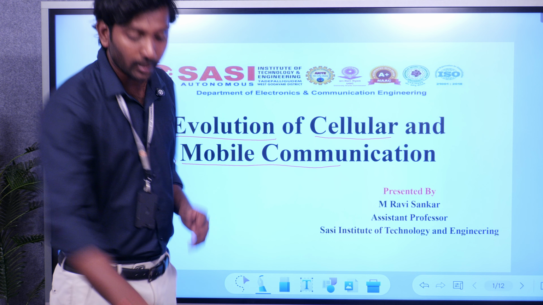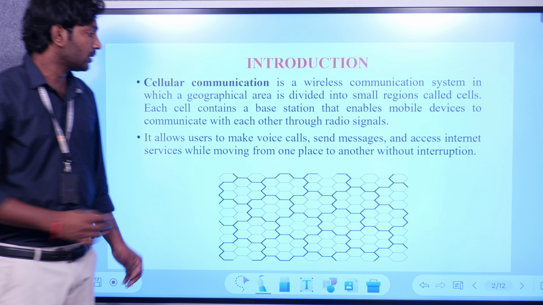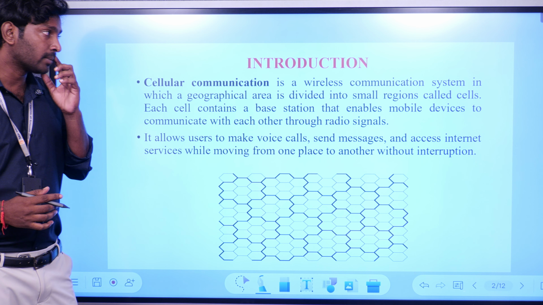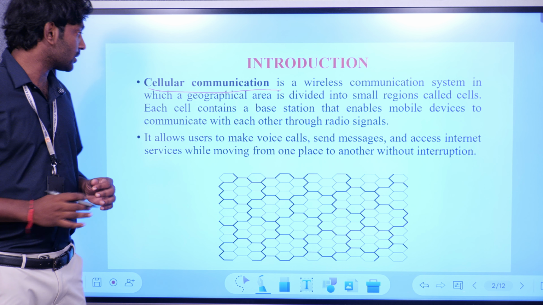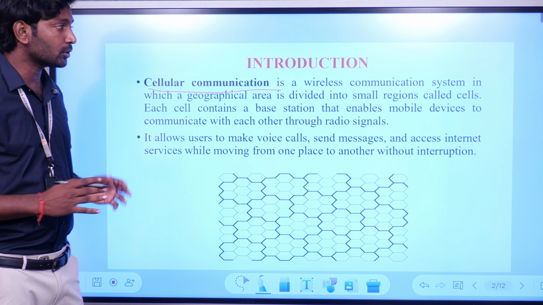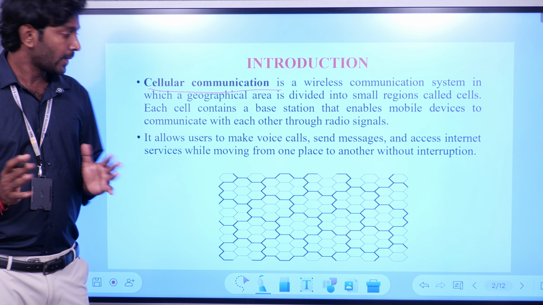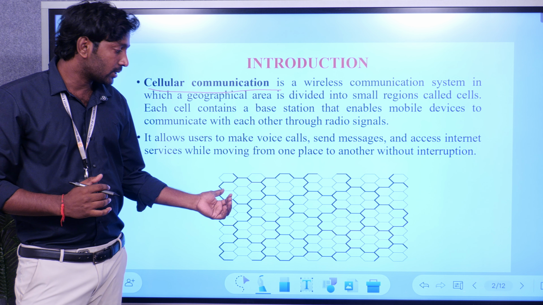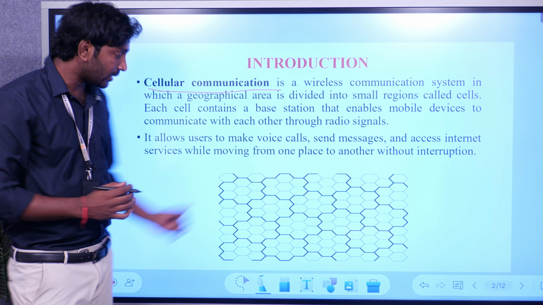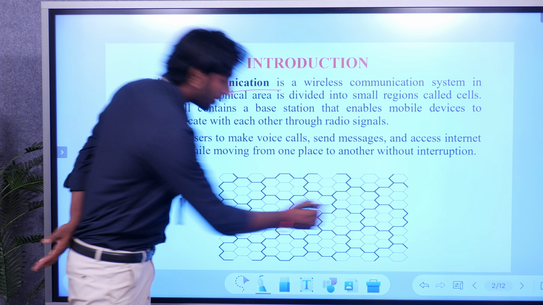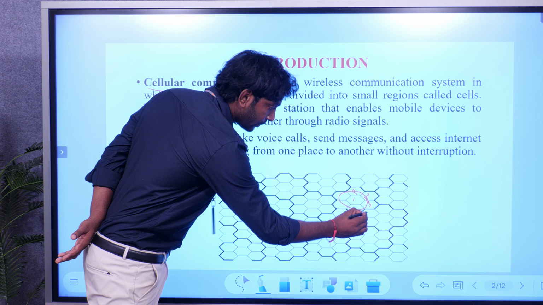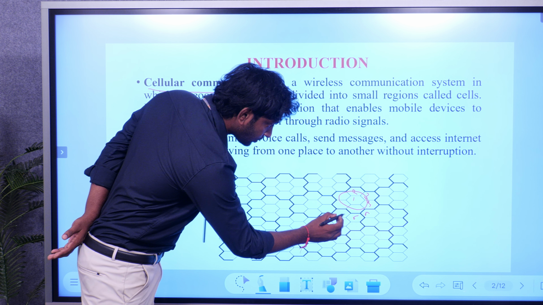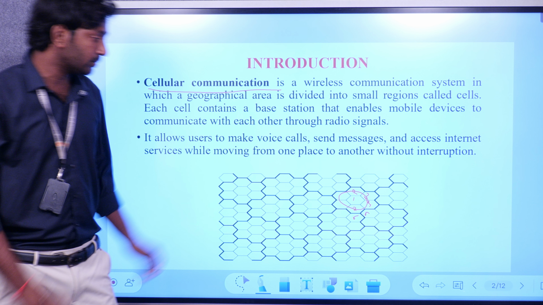Now we go into the topic: introduction of cellular and mobile communication. Cellular mobile communication is a wireless communication system in which the geographical area is divided into smaller regions called cells. Which type of cells? Hexagonal shaped cells. In these hexagonal shaped cells, we consider a cluster. Suppose cluster K equal to 7. This is the cluster: 1, 2, 3, 4, 5, 6, 7.